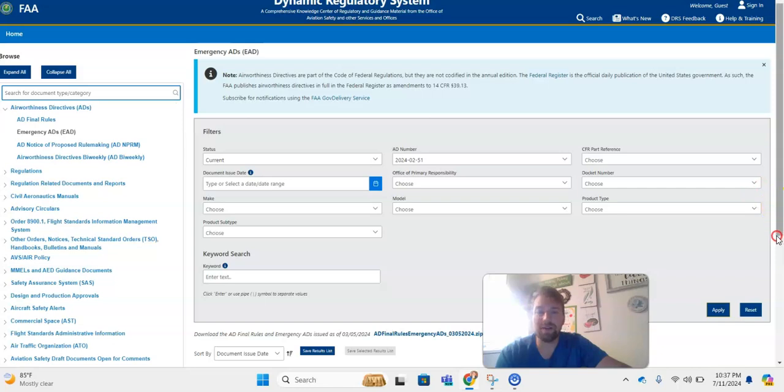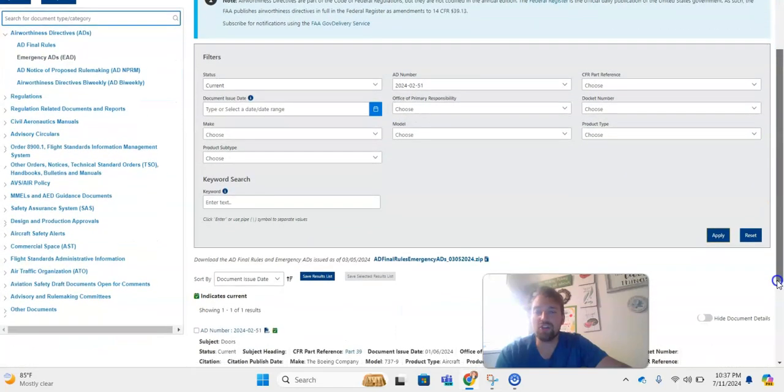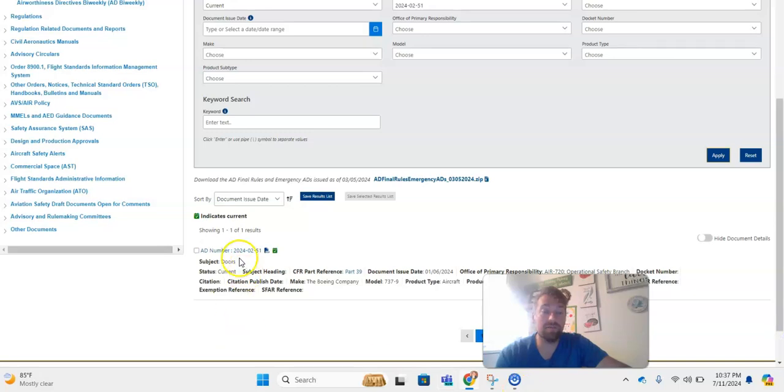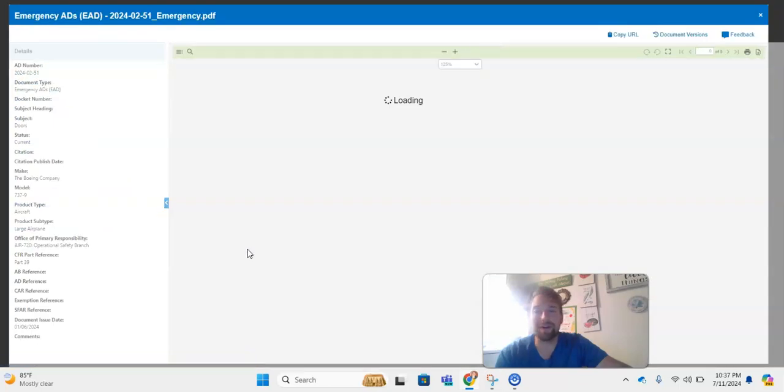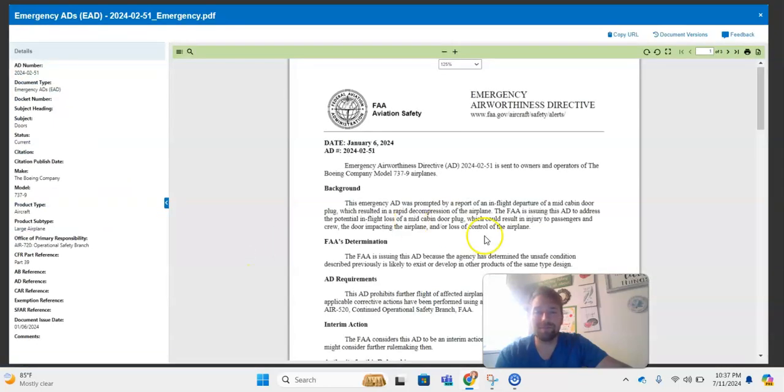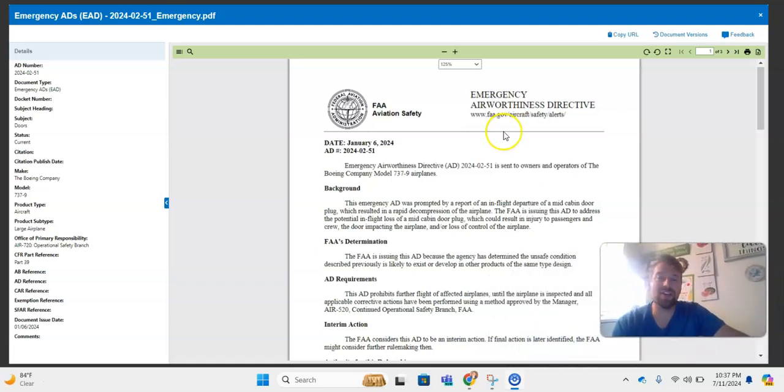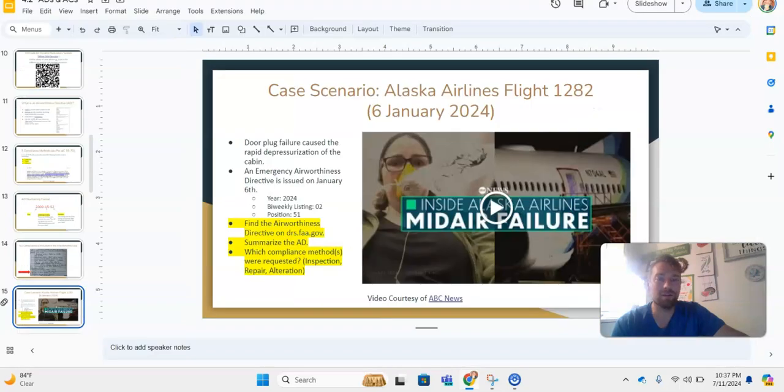And if you scroll down later on the page, you're going to see an emergency AD for the subject of doors. So that's looking like the correct one. An in-flight departure of a mid-cabin door plug. Yep, this is definitely the right situation here. So again, an accident or a situation happened. They issued an emergency airworthiness directive. Now, let's dissect this a little bit and learn some things.